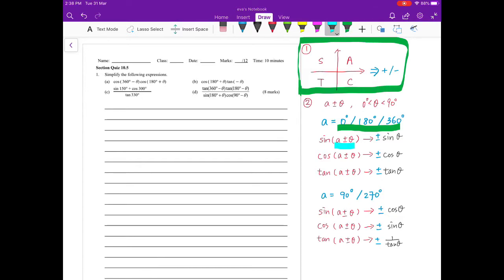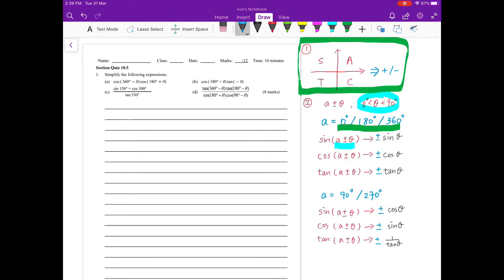And last, if the degree is 90 degree and 270 degrees, then sine becomes cosine, cosine becomes sine, and tangent becomes 1 over tangent. So this is what is going to be tested in this session. If you know this well, you'll get a good mark here. And one more remark, your theta must be less than 90 degree and greater than 0. Okay, let's get started with question 1.